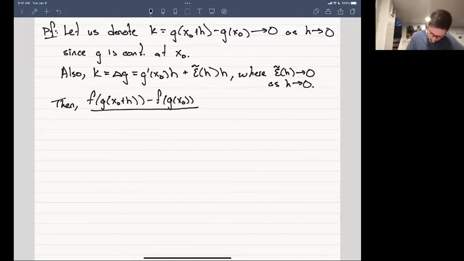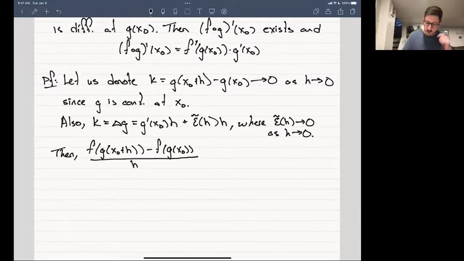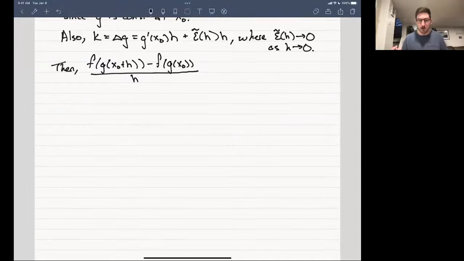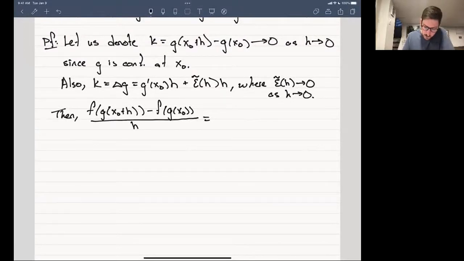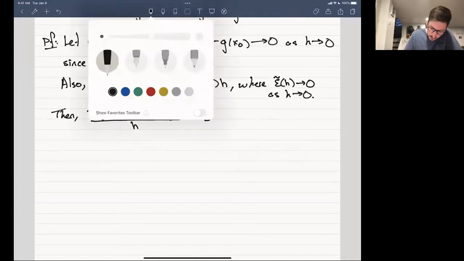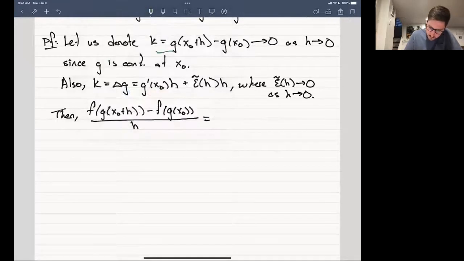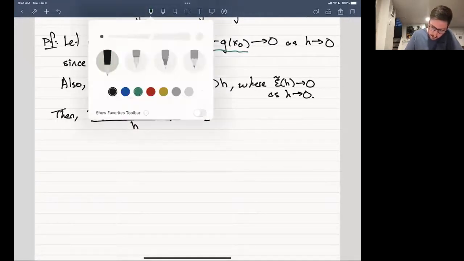Divided by h. So we want to show that this thing actually approaches f prime of g of x0 times g prime of x0 as h goes to 0. Okay, so the first thing that we're going to do is use the fact that g of x0 plus h, let me underline it so everyone can see it. This thing right here, we can rearrange.